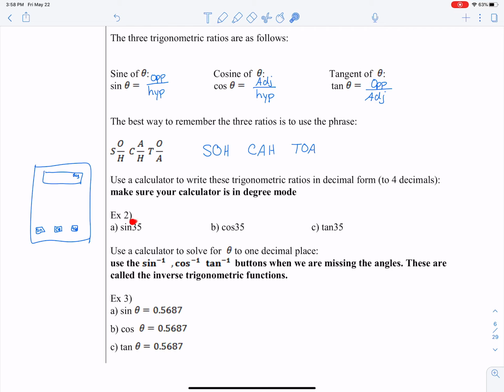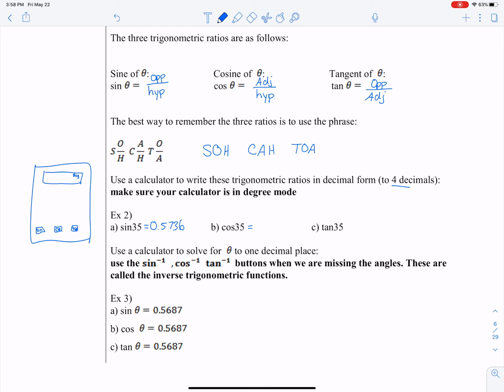Sometimes in some calculators, you press the sine button first, and then you put the numbers in. So you would press the sine button, and then you do 35, and then enter. Some other calculators, you type in 35 first, and then you push the sine button. So you have to figure out what it is in your particular calculator. When you do that, it says here to 4 decimals.